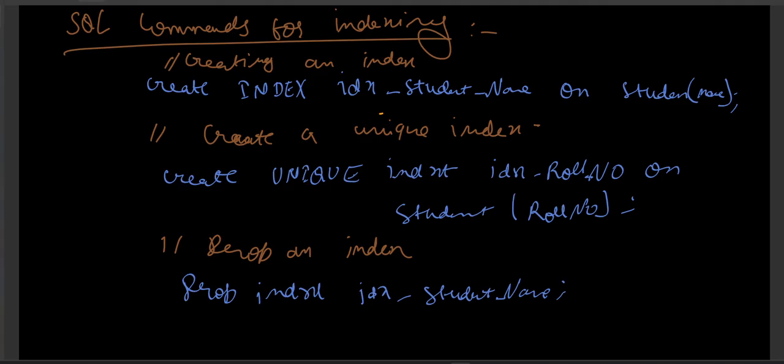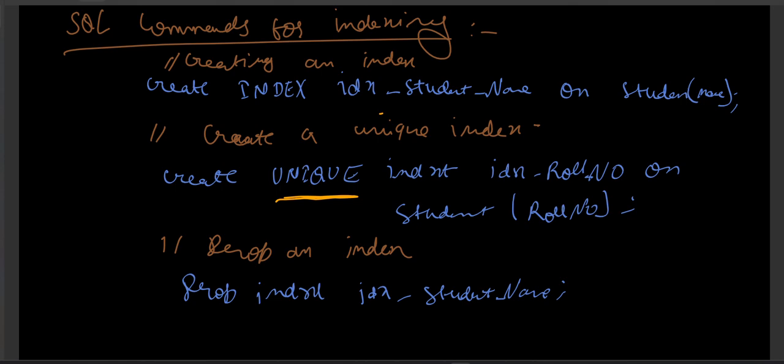The second line is for creating a unique index. We just have to write UNIQUE here and it will create the unique index. So in the student table the roll number should be unique for each and every student, correct? So for this we use the unique index so that it makes the roll number unique.